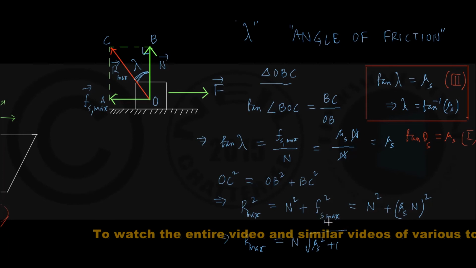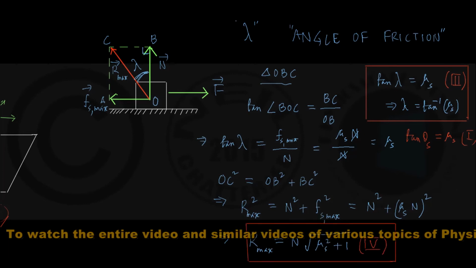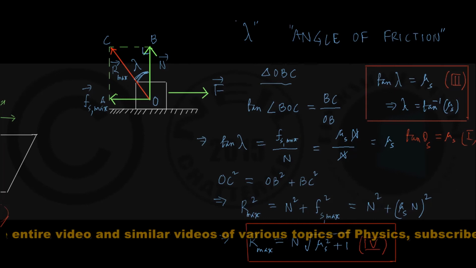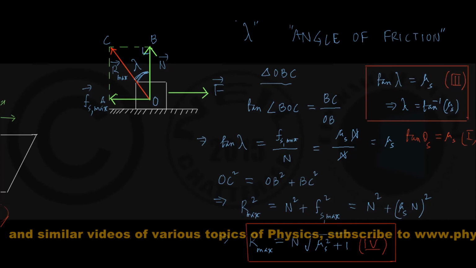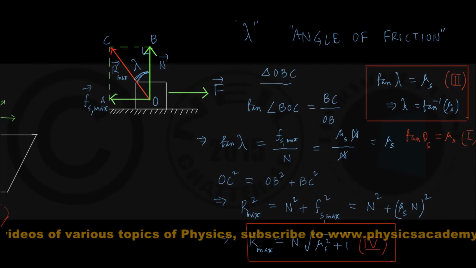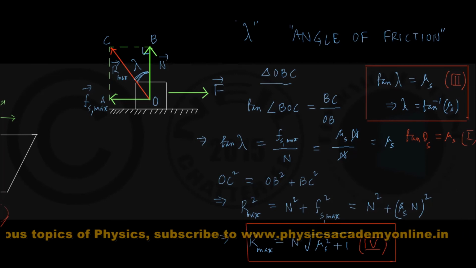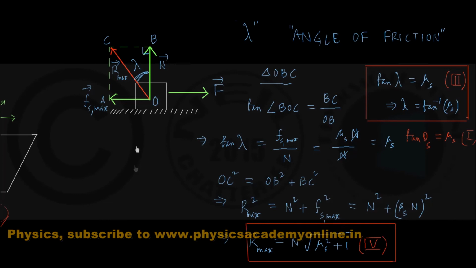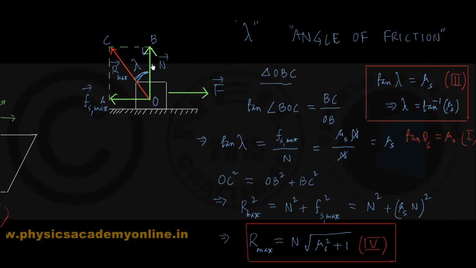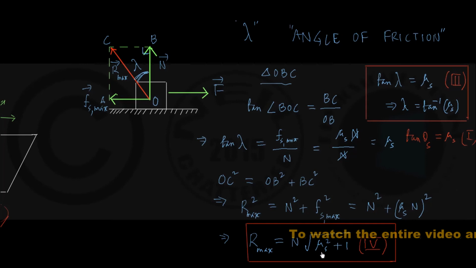This is another important result, and we shall highlight it as well. So have a look at my fourth important result kept inside this red box. R max is equal to N into square root of mu s square plus 1, where R max is the maximum value of total contact force exerted by the ground onto the block. This R max, total contact force, is the resultant of normal force and limiting frictional force. And that force can be shown to be equal to normal force multiplied by square root of mu s square plus 1, where mu s is the static frictional coefficient between the block and the ground. That's the fourth and last important result.